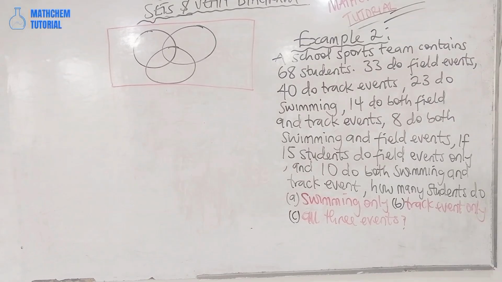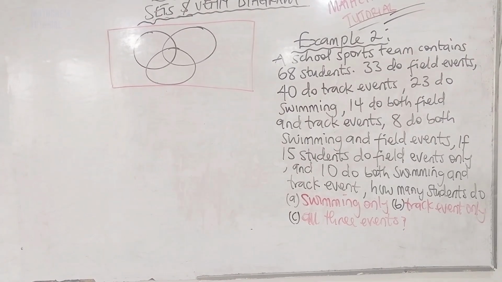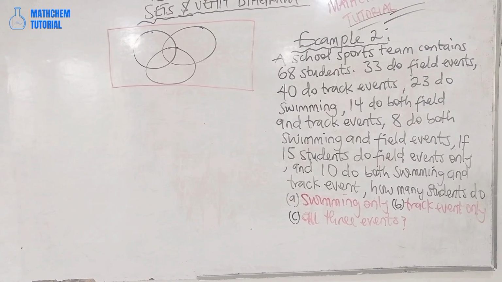So the last question I'm going to look at under this Venn diagram is this example 2, which says a school sport team contains 68 students. 33 do field events, 40 do track events, 23 do swimming, 40 do both field and track events, 8 do both swimming and field events. If 15 do field events only and 10 do both swimming and track events, how many students do swimming only? That's A. B says track events only, and C says all the 3 events.